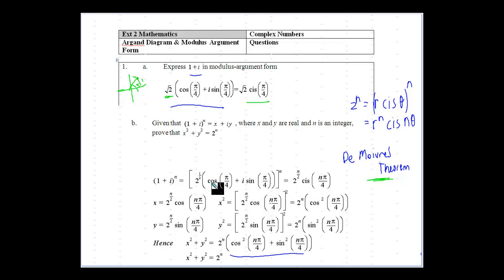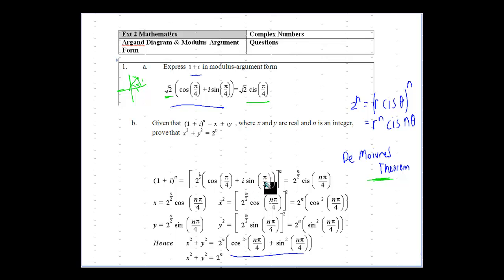So when we do that, we get 2 to the power of a half, to the power of n, gives us 2 to the power of n on 2. We just multiply the powers. And the argument just gets multiplied by n, so it would be cis of n pi on 4. I've written it in shorthand, but you could write it as cos of n pi on 4 plus i sine of n pi on 4.